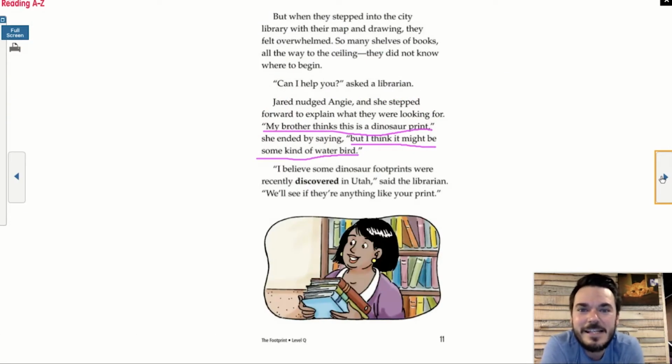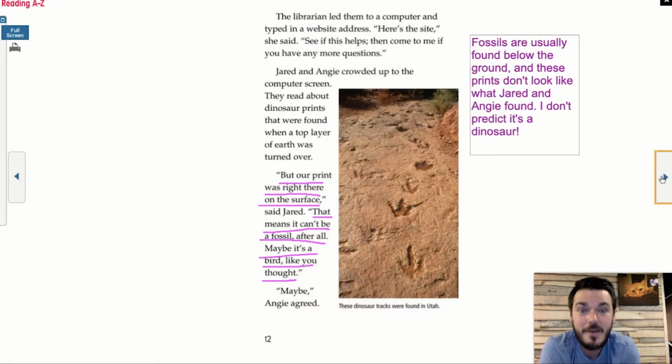But when they stepped into the city library with their map and drawing, they felt overwhelmed. So many shelves of books all the way to the ceiling. They did not know where to begin. "Can I help you?" asked a librarian. Jared nudged Angie and she stepped forward to explain what they were looking for. "My brother thinks this is a dinosaur print," she ended by saying, "but I think it might be some kind of water bird." "I believe some dinosaur footprints were recently discovered in Utah," said the librarian. "We'll see if they're anything like your print." The librarian led them to a computer and typed in a website address. "Here's the site," she said. "See if this helps, then come to me if you have any more questions."